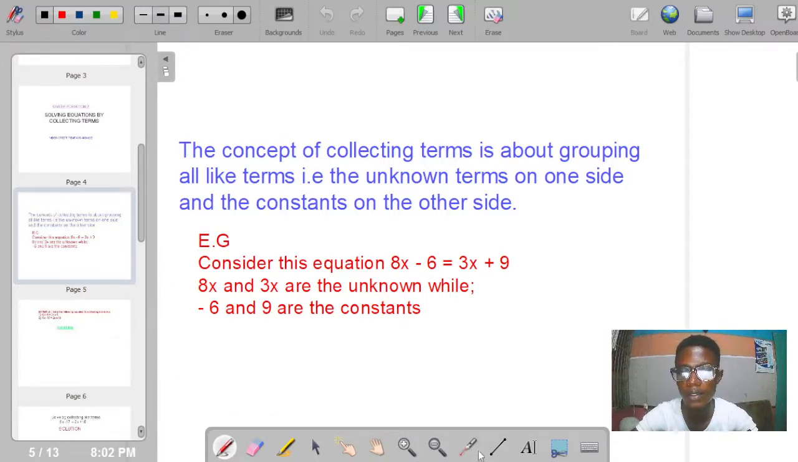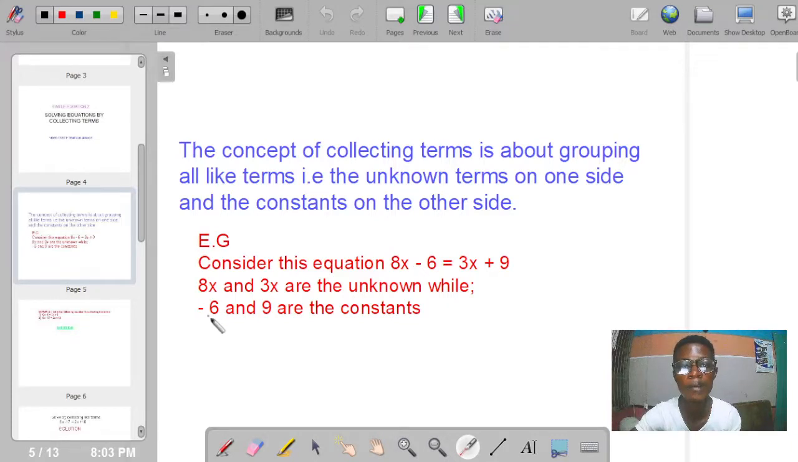Now let's look at this example I give you. Look at this equation: 8x minus 6 equals 3x plus 9. You can see I've highlighted here that 8x and 3x are the unknown. So any expression that carries a letter with it is basically unknown. The reason is that you can assign any value to the letters, and as long as they are not standing alone, as long as they have varying letters, they are unknown.